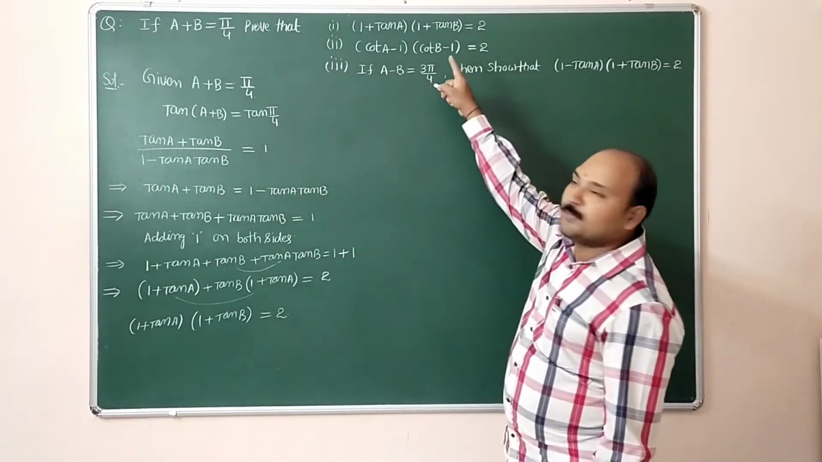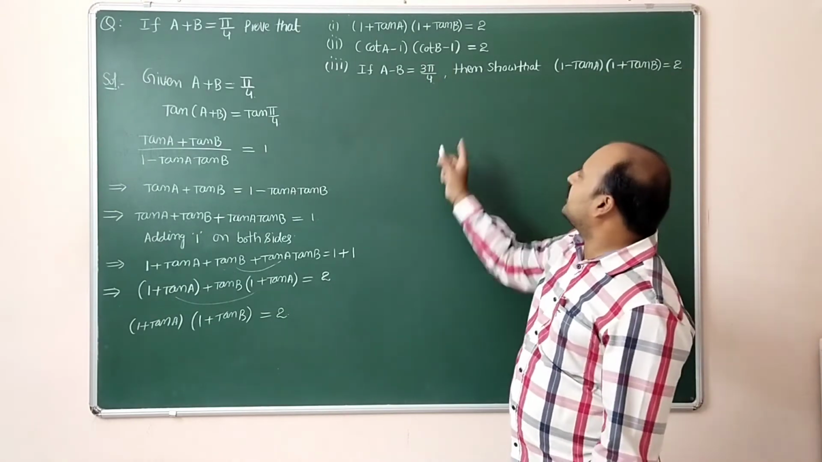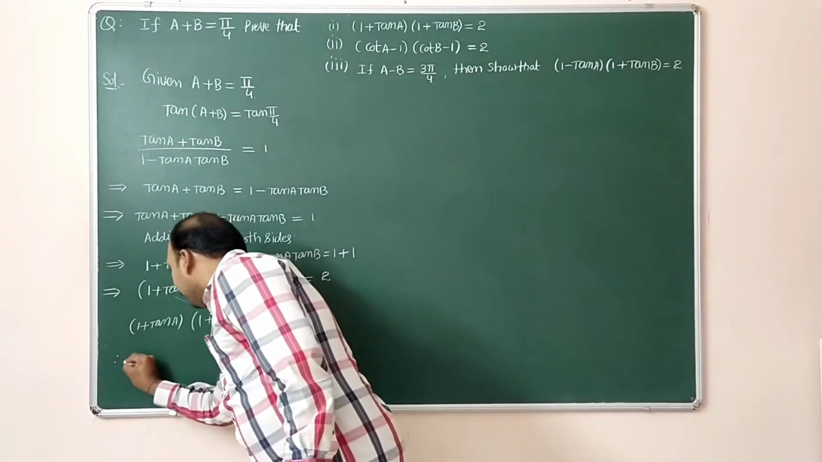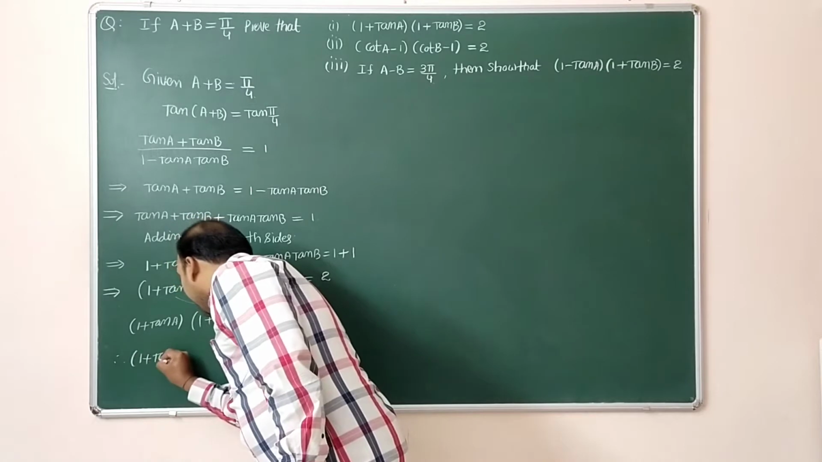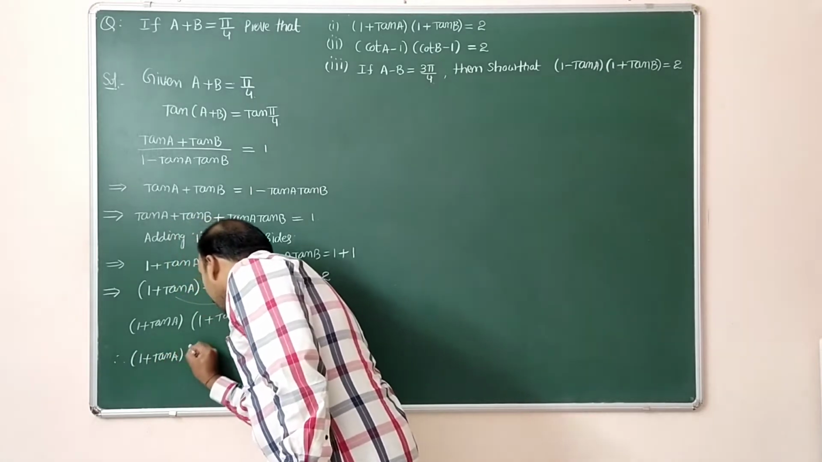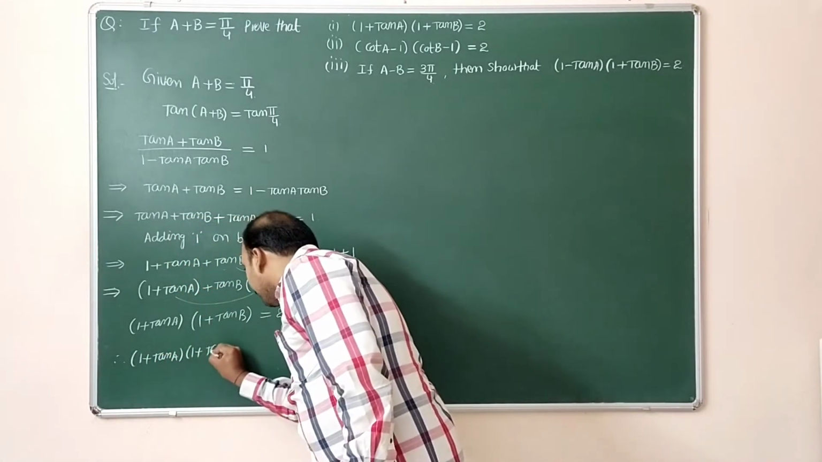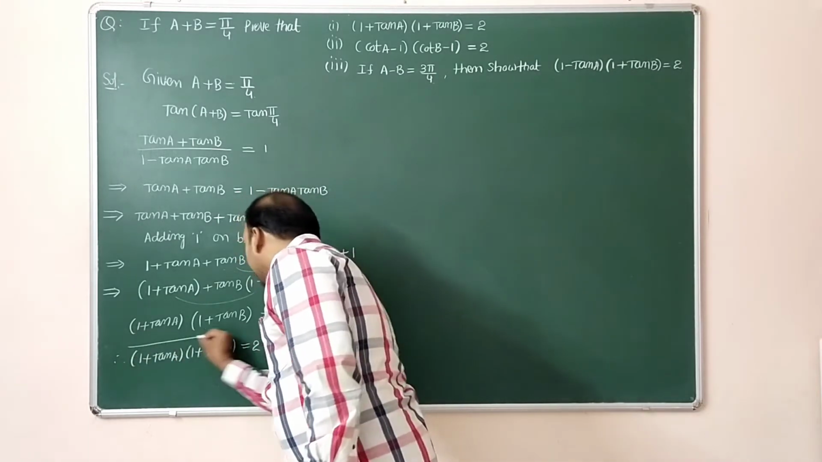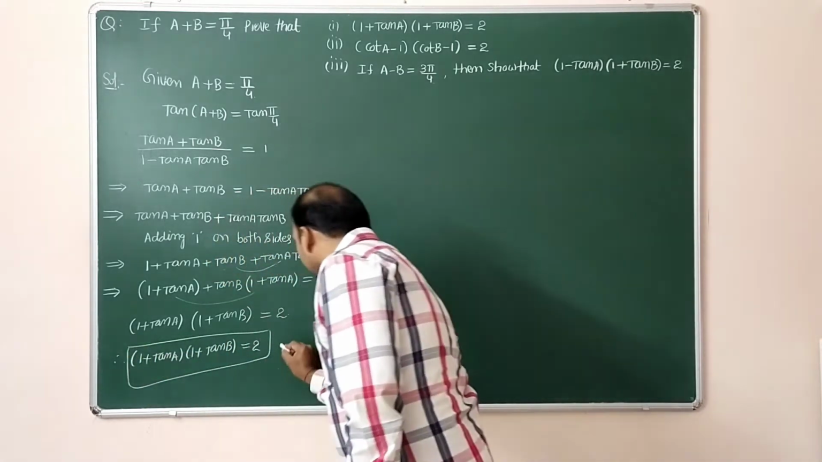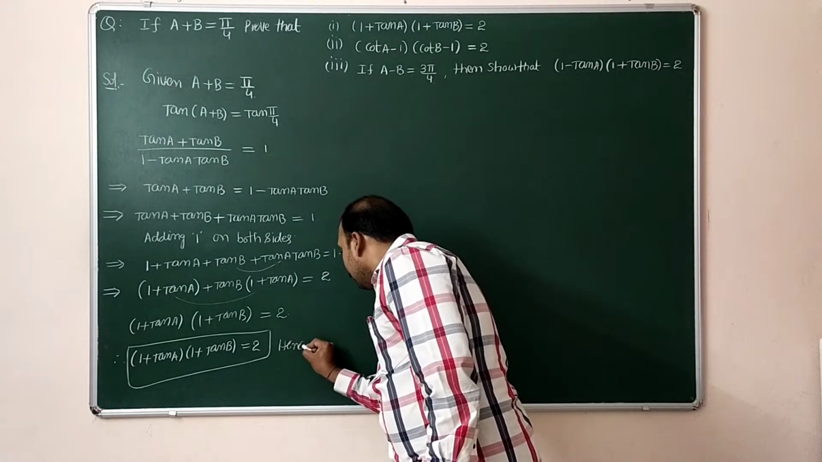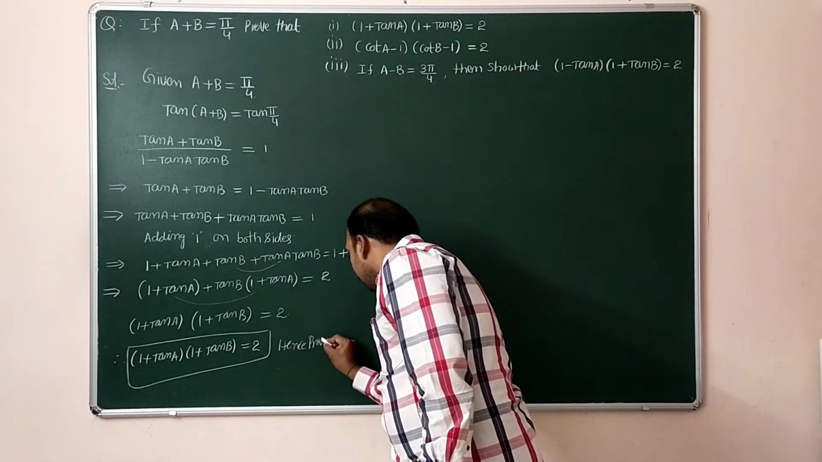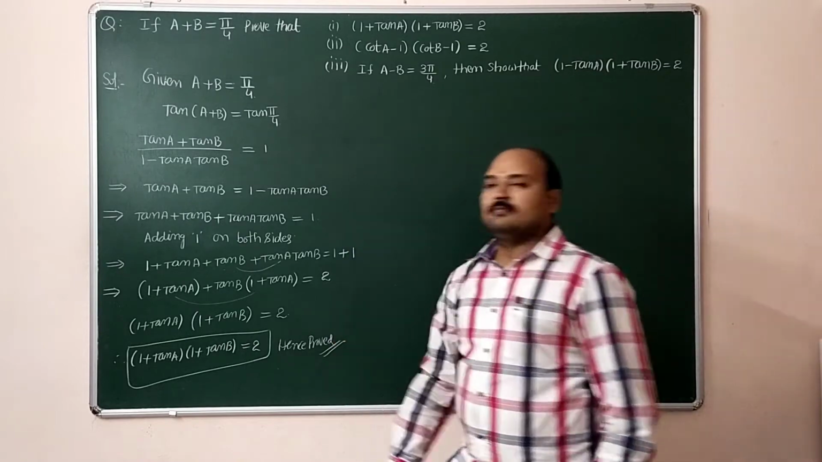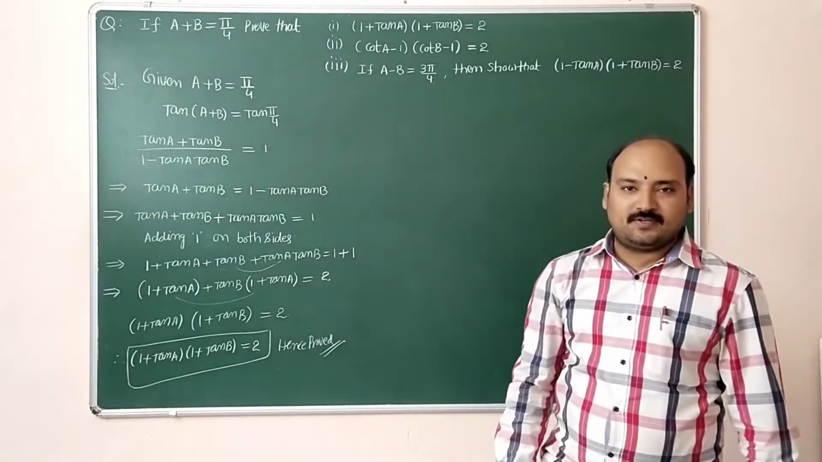That's what they are asking to prove. (1 plus tan a) into (1 plus tan b) equals 2. Therefore, (1 plus tan a) into (1 plus tan b) is equal to 2, hence proved. The first question is completed.